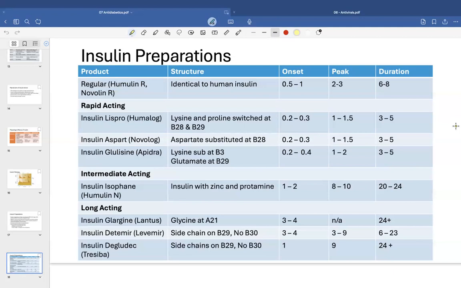Question. Are we going to be responsible for those? Not specifically the amino acid sequence, but I will want you to know how it is that we're able to accomplish these modifications against what it needs. But no, I'm not going to ask about what gets switched where. Okay.